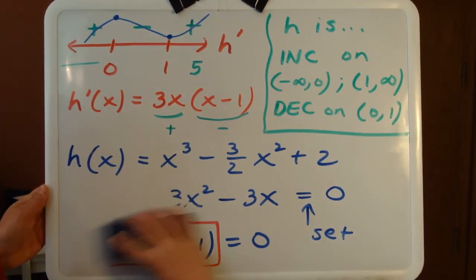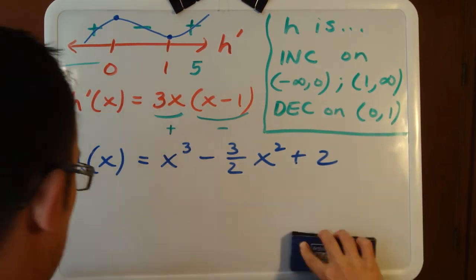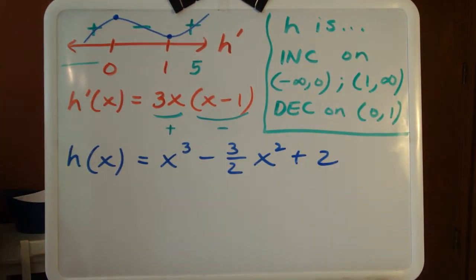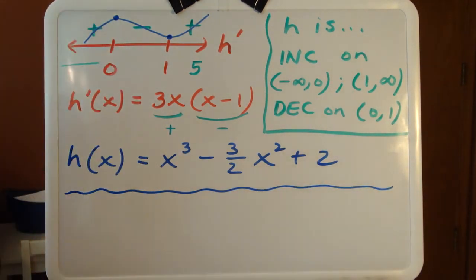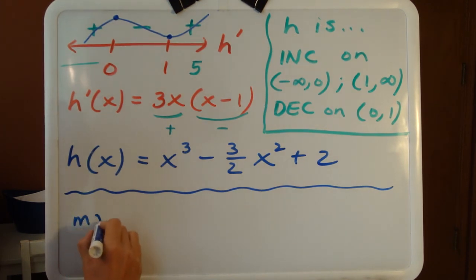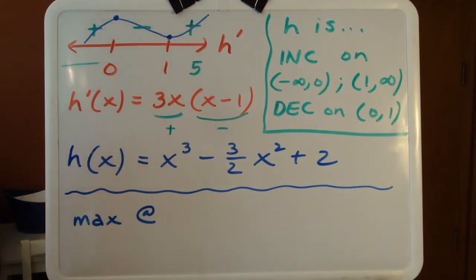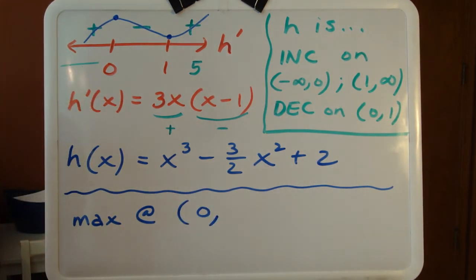So I'm going to erase this down here. I need some room here. Okay, so we have a maximum at 0. This is going to be a relative max. So we'll say we have a maximum, and this occurs when x is equal to 0. Notice what we don't have yet is the y value of that, so I'm just going to leave that blank.